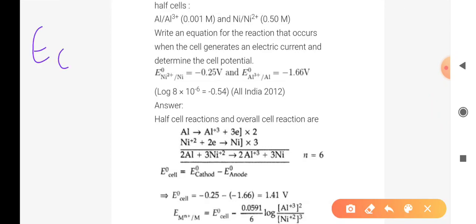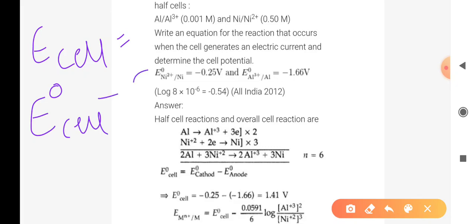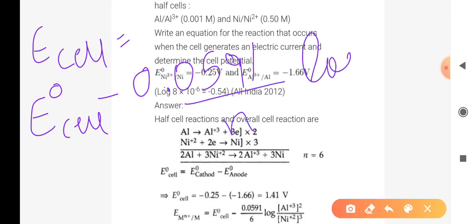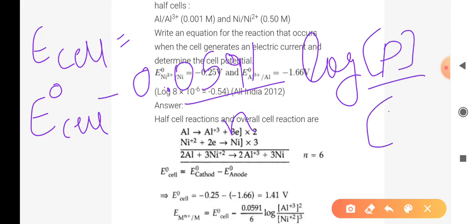E cell is equal to E node cell minus 0.0591 by n log concentration of product by concentration of reactant. This equation you have to write. Now what is the value of n here? n is 6 in this reaction.